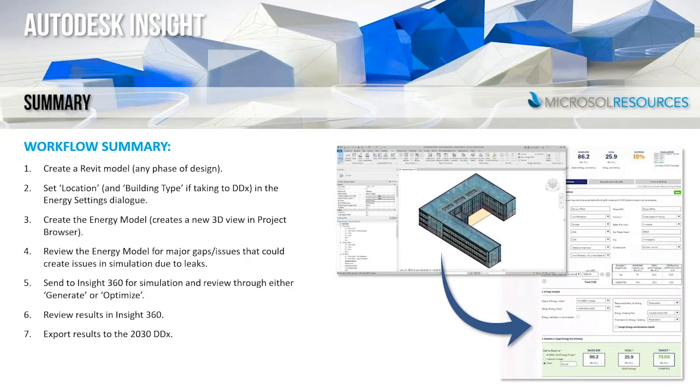Step 1 would be to create a Revit model at any phase of the design. Step 2 is to set the location, and then building type as well if we're taking it into the DDX, as we just looked at, through that energy settings dialog. Again, these are the only required settings to run Insight. Then you would create the energy model, and that creates a new 3D view in our project browser. And again, this step can take a model at any level of detail and simplify it so that it can be used in the energy analysis.